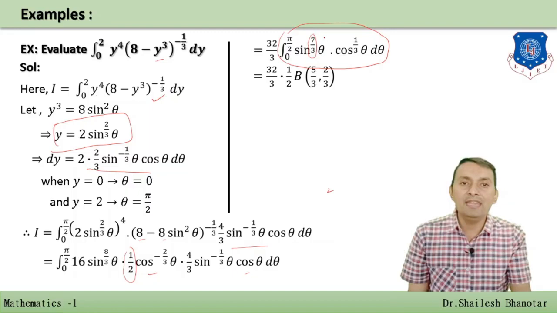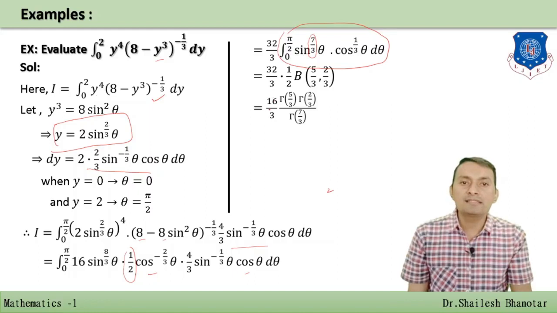So what I will get: (10+1)/2 is 5/3, and another (q+1)/2. So what I can say, q+1, so I will get 4/3, and again divided by 2, so what I will get is only 2/3.